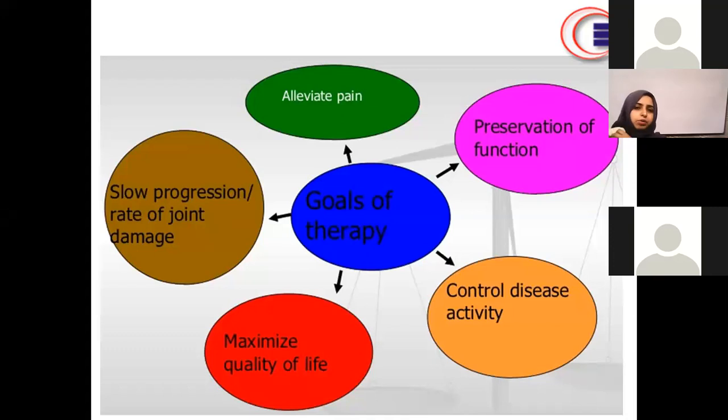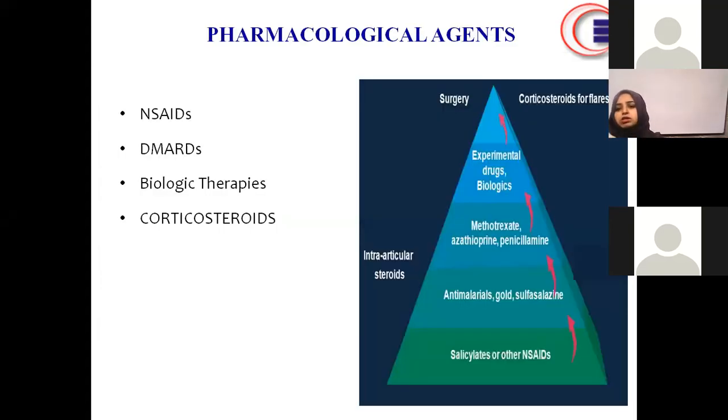So we give treatment that will alleviate the pain, slow the progression or the rate of damage, and preserve function, so joint movement continues. These are the goals of therapy. So what pharmacological agents do we have? We have NSAIDs. Whenever we think about alleviating pain, the first thing that clicks in our mind is NSAIDs. Then we have DMARDs. DMARDs too, because an autoimmune process is there. Whenever an autoimmune process is there, we have to suppress the immunity.